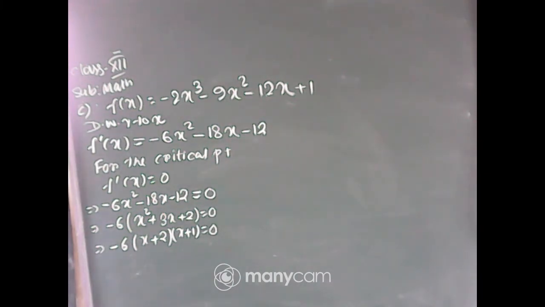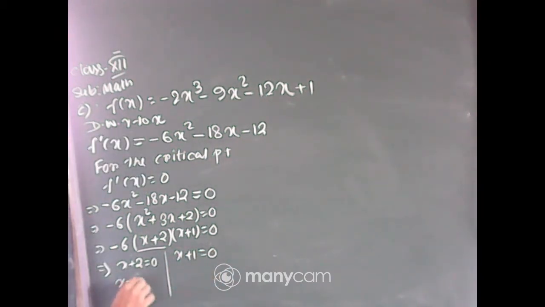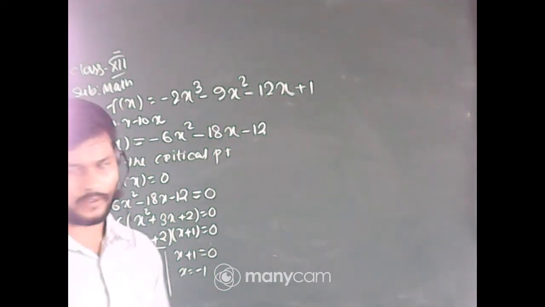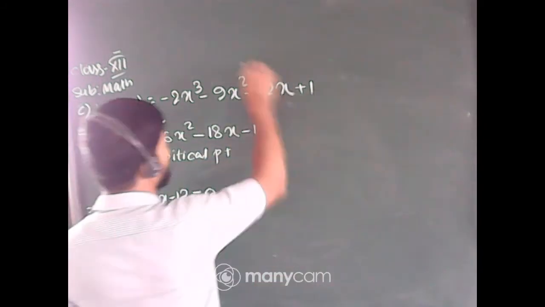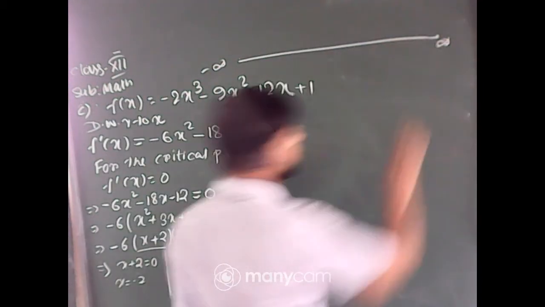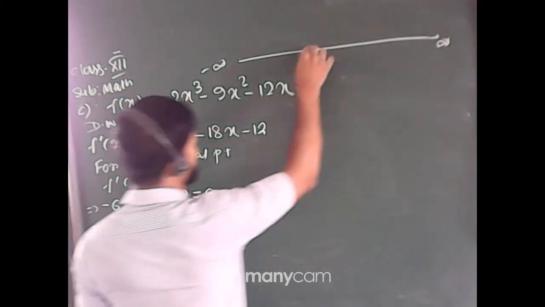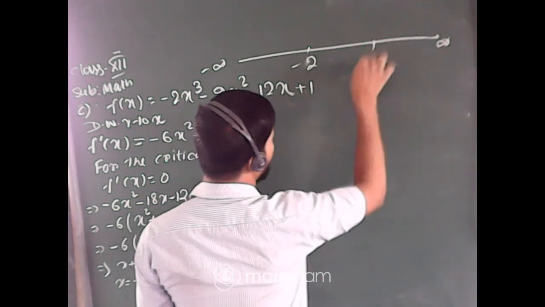That means the critical points are given by, one is x plus 2 equal to 0, and one is x plus 1 is equal to 0. Now from here we have x equal to minus 2 and x is equal to minus 1. So minus 1 and minus 2 are the critical points of the function. And look, from the function we can see that the domain of the function is actually the whole real number line, from minus infinity to plus infinity. And the critical points are minus 1 and minus 2. So this is our minus 2 point and this is our minus 1 point.